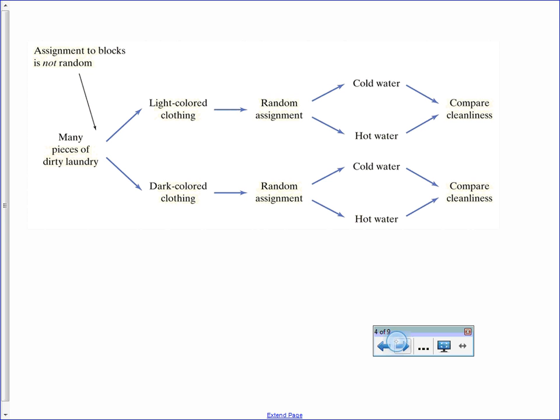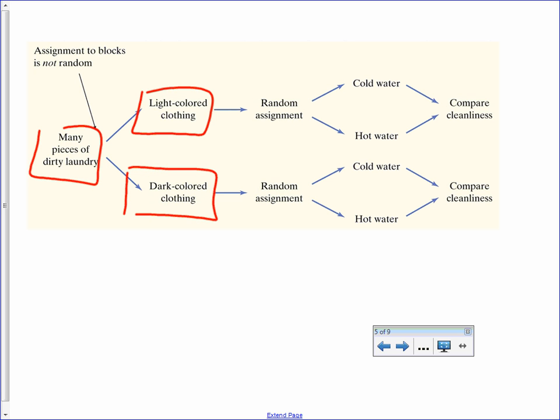So what we do is beforehand we'll take our laundry and we'll divide it into light colored and dark colored clothing. And then we are going to randomly assign within the blocks. The key is that assignment to blocks is not random. Assignment of treatments within the blocks is.